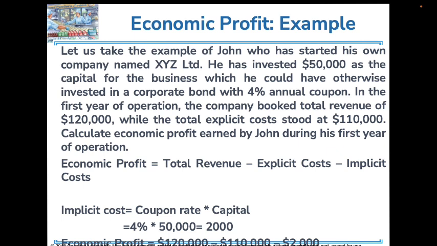However, when an economist tries to calculate the returns, he's thinking about the total revenue and then subtracting the explicit costs, which is the cash outflow, and then subtracting the opportunity cost as well out of the equation. Therefore, an accountant's profit would be 10,000, while the economic profit, when you deduct 2,000, which is the interest income, results in 8,000 being the profit, which is smaller compared to an accountant's profit.